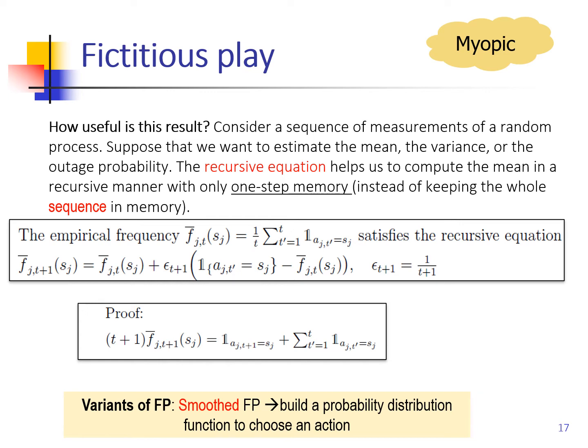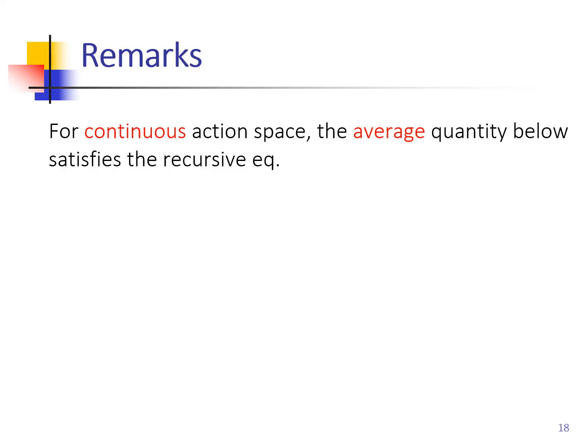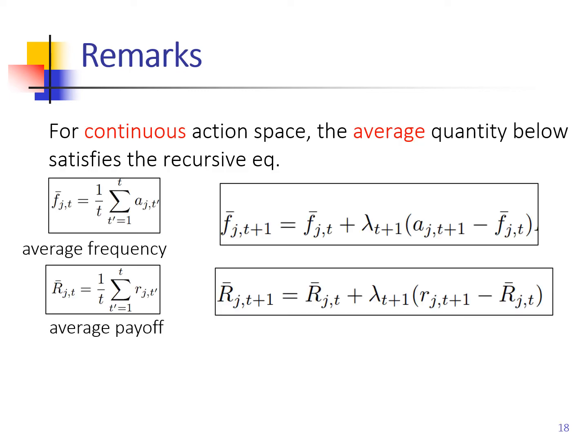And this is why there are other variants of fictitious play called smoothed fictitious play, which builds a probability distribution for the mapping from action to strategies. We will see in the future slides what kind of distribution we need to put here when we are in the mixed strategy case.